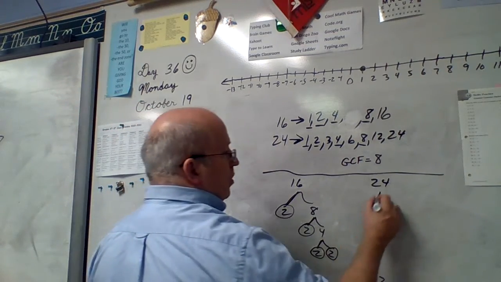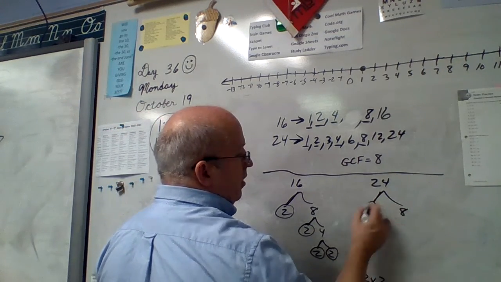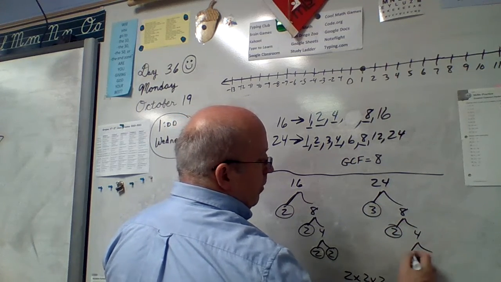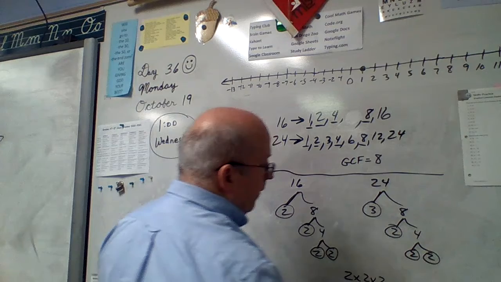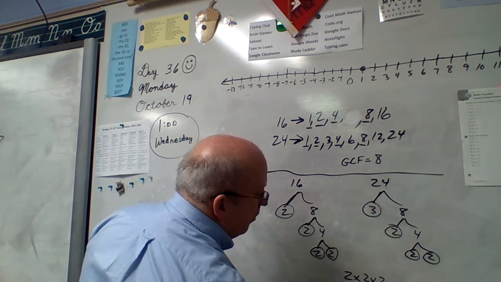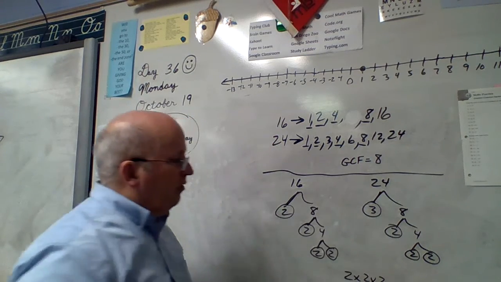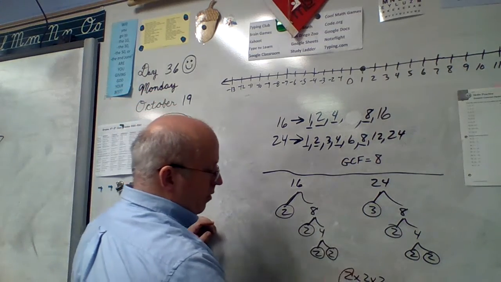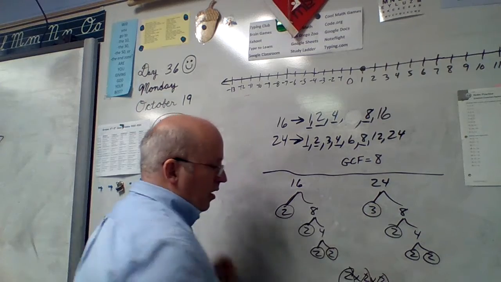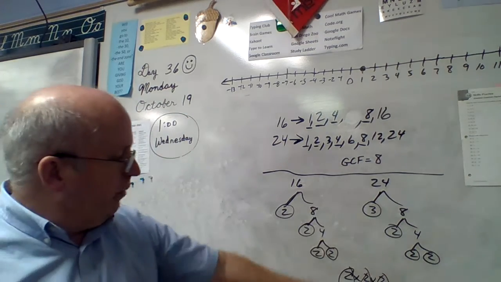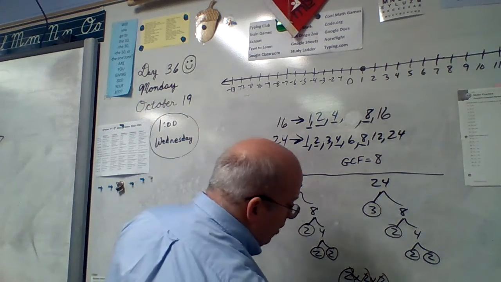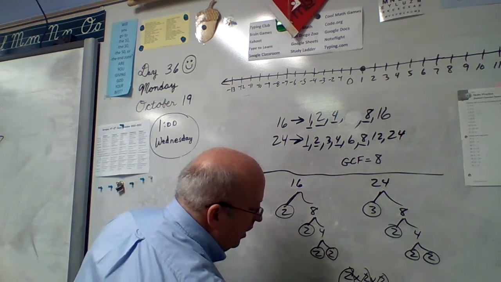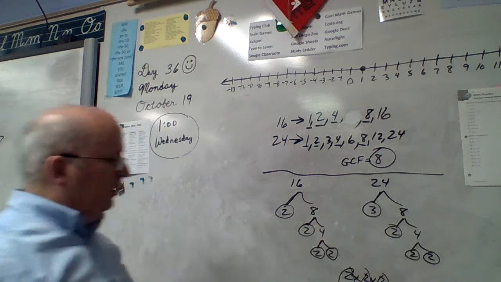And what about 24? Well, that could be 3 times 8, right? Hey, the 3 is prime. How about 2 times 4? Hey, the 2 is prime. How about 2 times 2? Yo, those are prime. So we write down the prime factorization, which in this case is 2 times 2 times 2 times 3, right? And now what do they have in common? They have this, this, and this in common. So what's 2 times 2 times 2? Isn't that 8? You betcha. So our greatest common factor is 8 again, just like it was up here.